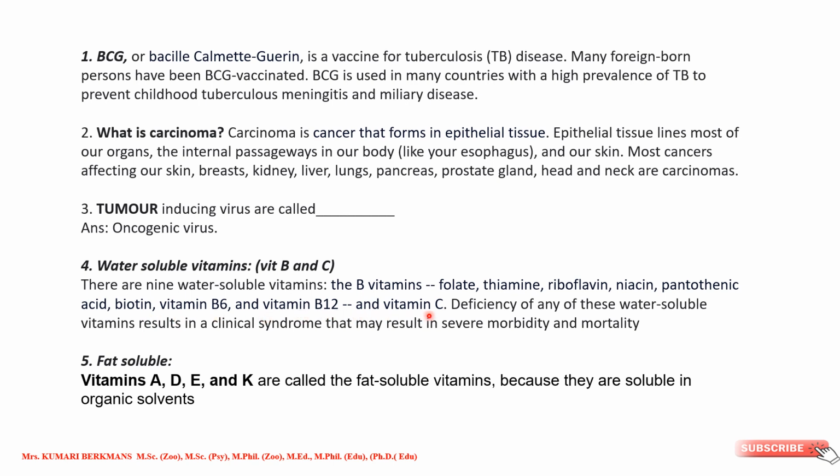And the next one is vitamin C. These two, vitamin B and vitamin C, are water soluble vitamins. They dissolve only in water. If we take these vitamins along with food, they dissolve only in water. Deficiency of any of these water soluble vitamins results in a clinical syndrome that may result in severe morbidity and mortality. Fat soluble vitamins are A, D, E, K. Apart from B and C, the rest are fat soluble. They dissolve only in fat.